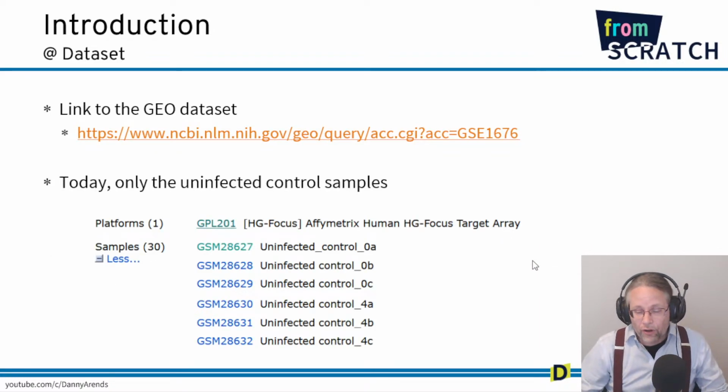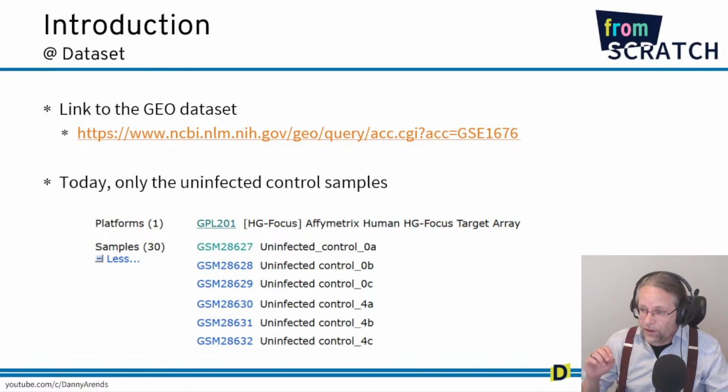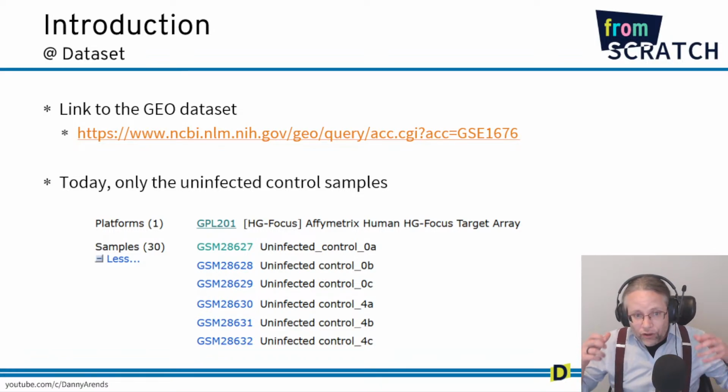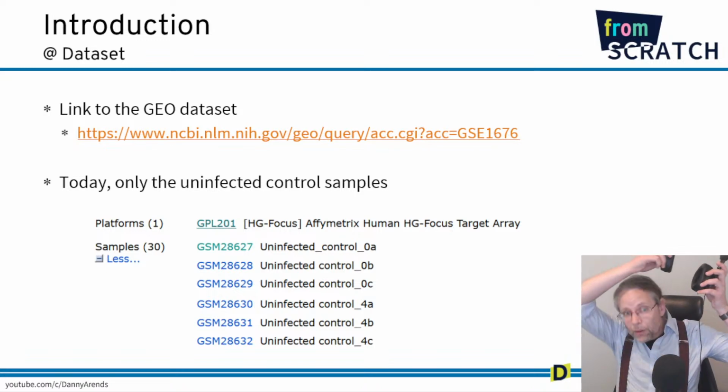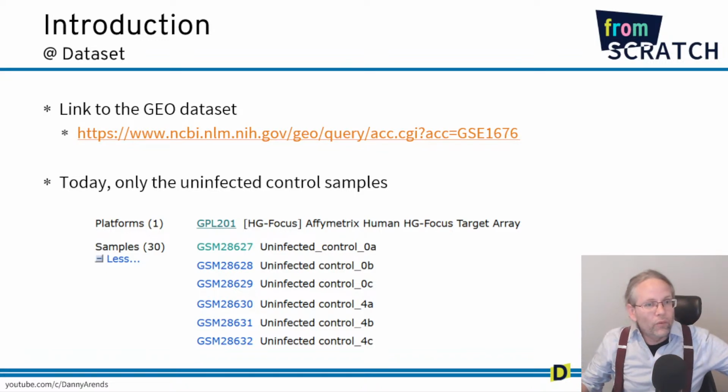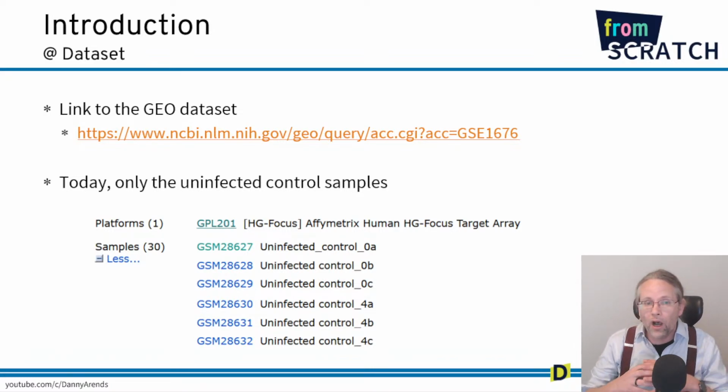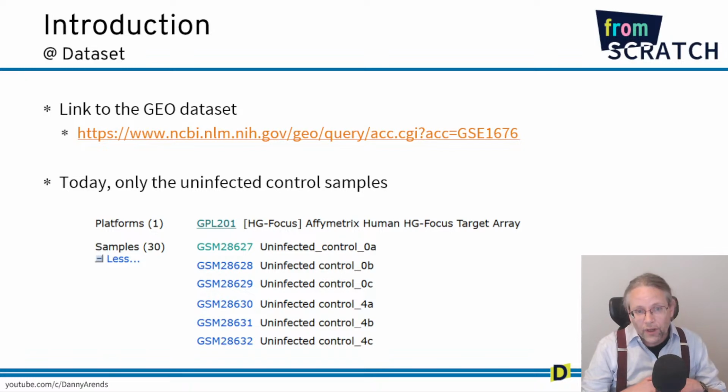All right, so one thing is that the data is publicly available. That's one of the requirements. So it is a publicly available data set, which is available on GEO. So GEO is the Gene Expression Omnibus. It's a big database from NCBI where you can find all kinds of gene expression data.